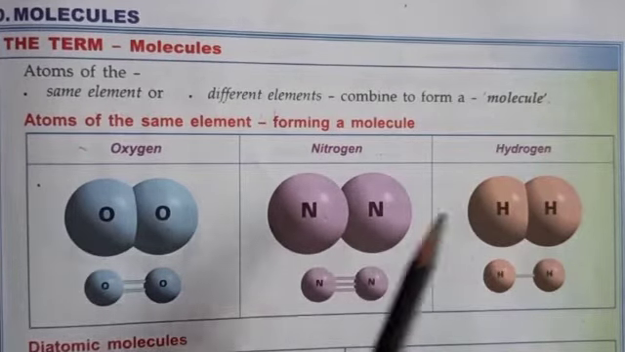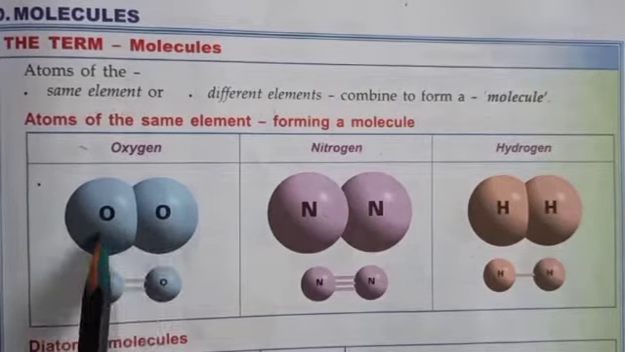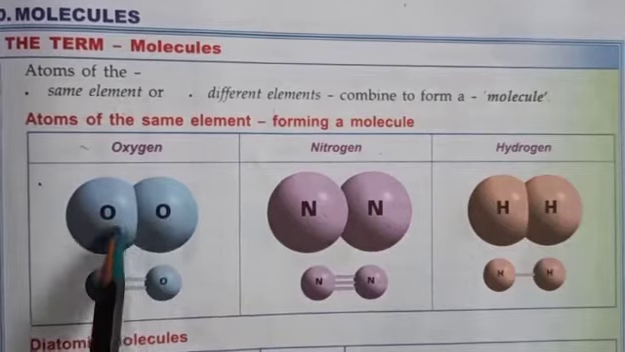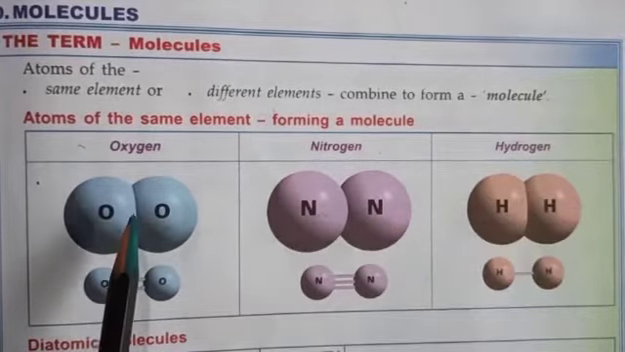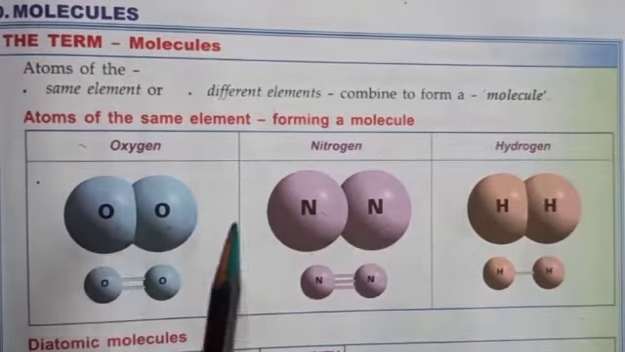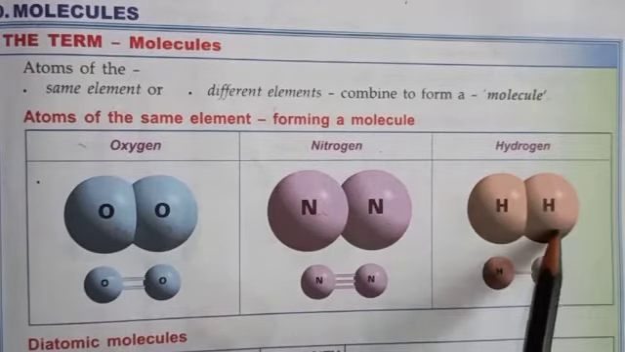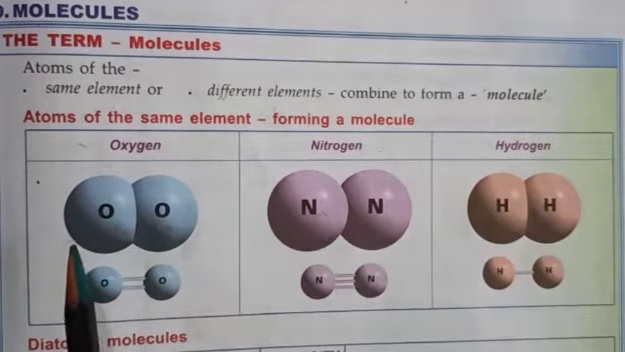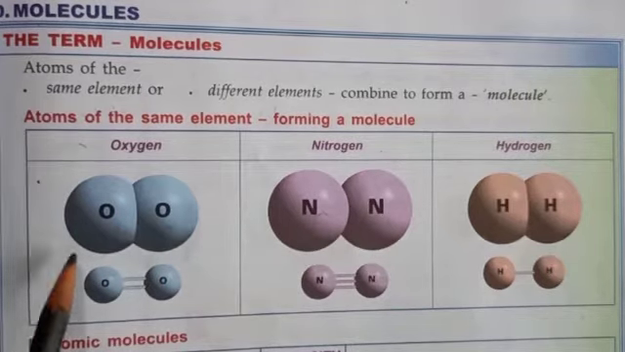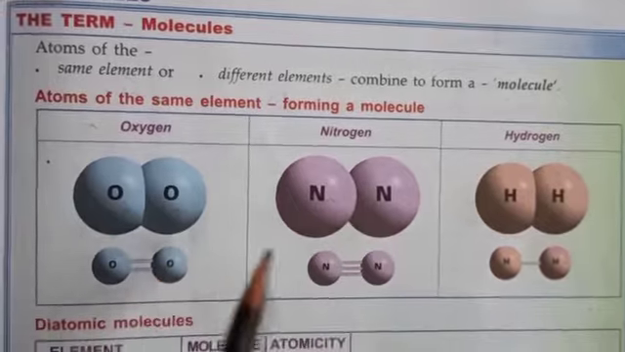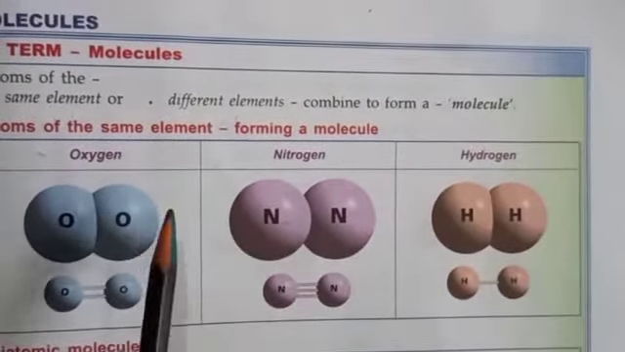Now all these molecules are made up of the same types of atoms, atoms of the same element, that is of oxygen only, of nitrogen only, and of hydrogen only. Here in oxygen only oxygen atoms are there, in nitrogen only nitrogen atoms are there, and in hydrogen only hydrogen atoms are there. So these are the molecules that are formed by atoms of the same element. Now these are called diatomic molecules. N2, O2, H2. These are all di.